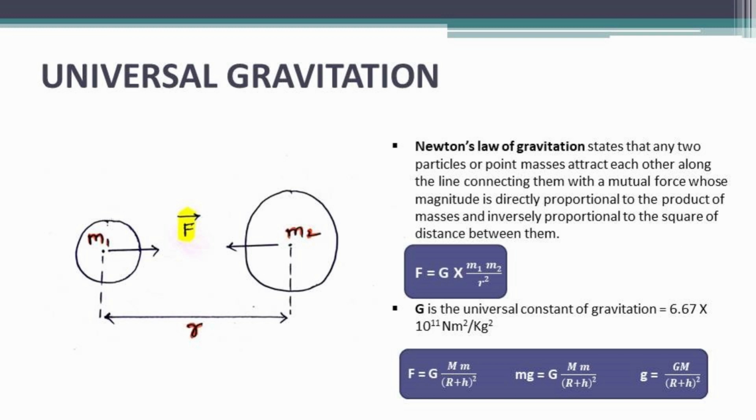And this force is eventually what? Is the weight of the body, and it is equal to mg. Therefore we can derive acceleration due to gravity from these two equations, that is F is equal to G M m by (r plus h) whole square and F is equal to mg. So from there we get g is equal to G, that is the gravitational constant, into capital M, that is the mass of Earth, by (r plus h) whole square.